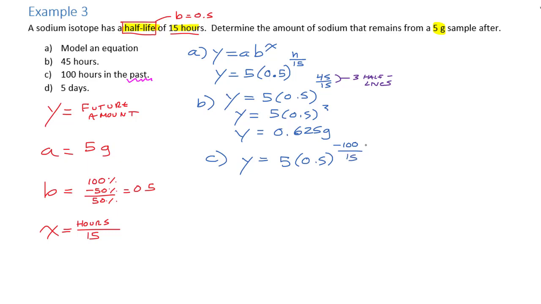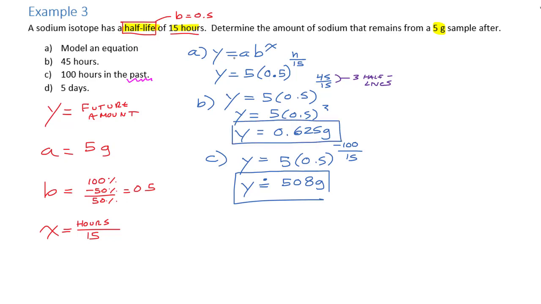So that's not going to divide evenly, so I'm just going to leave it like that. But if I was doing this in my calculator, here's what I do. I go, what's negative 100 divided by 15? I go 0.5 to the power of that and times it by 5. And you get approximately 508 grams. So that means if we go backwards in time, we had about 508 grams in the past, okay?